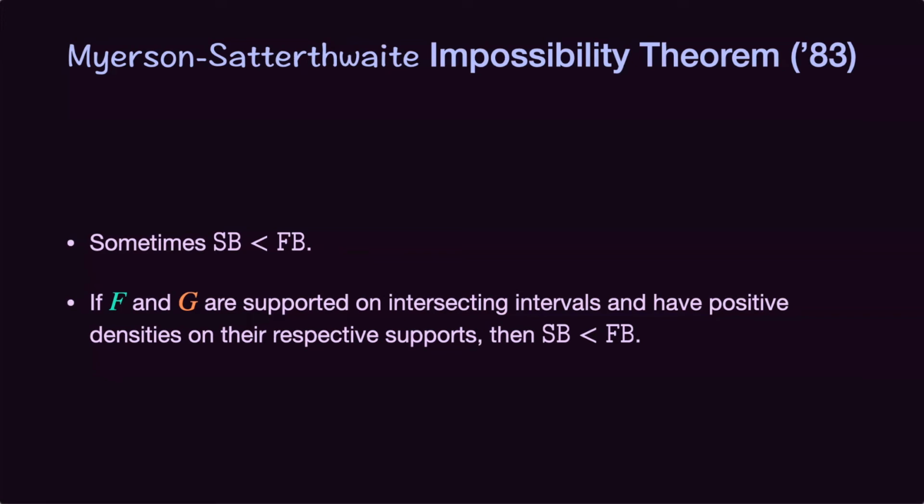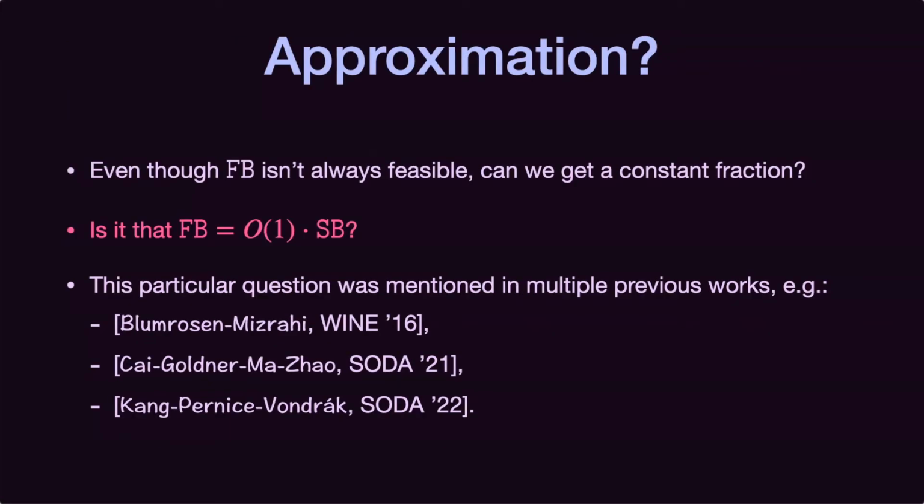In 1983, Myerson-Satterthwaite showed that sometimes the second best is strictly less than first best. And one sufficient condition for that to happen is when F and G are supported on intersecting intervals and have positive densities on their supports. However, even though the first best isn't always achievable, we can still ask if we can get a constant fraction of it. In other words, is it the case that the first best is upper bounded by a constant times the second best? And this particular question was explicitly mentioned in several previous works.